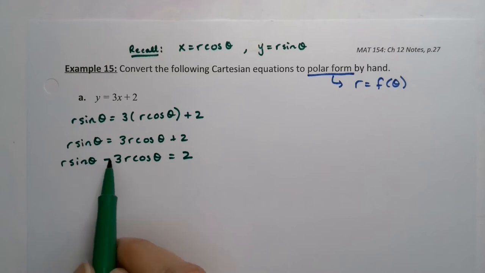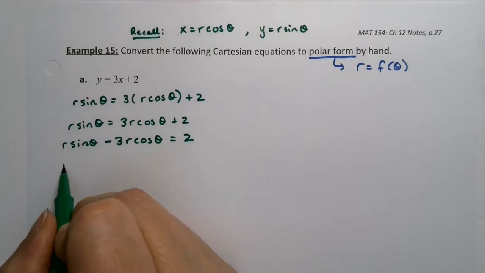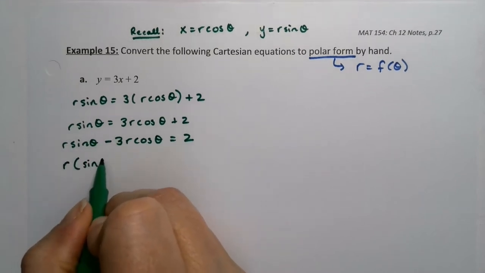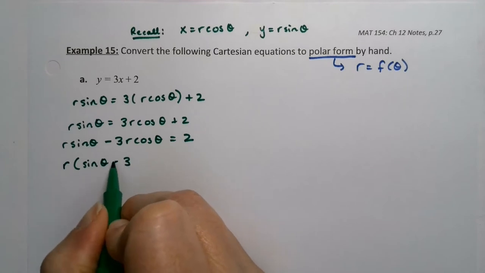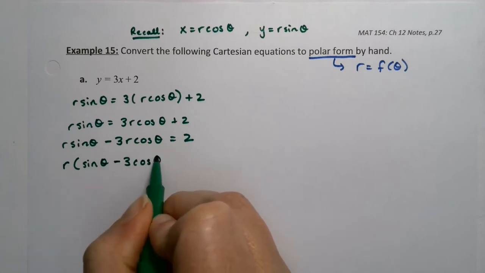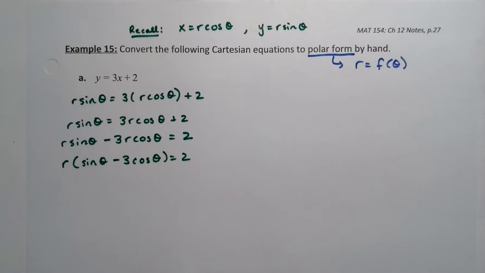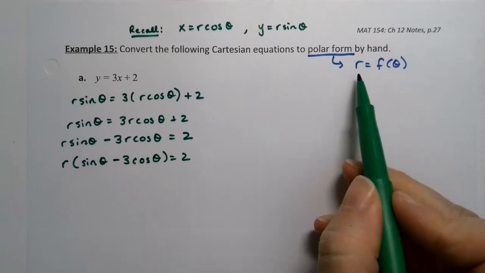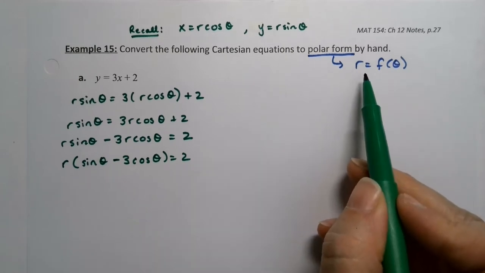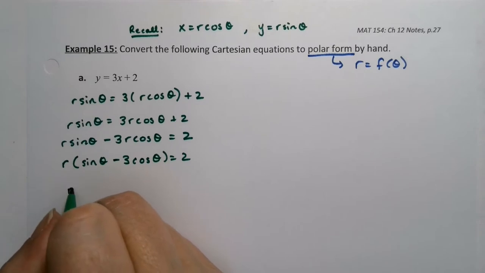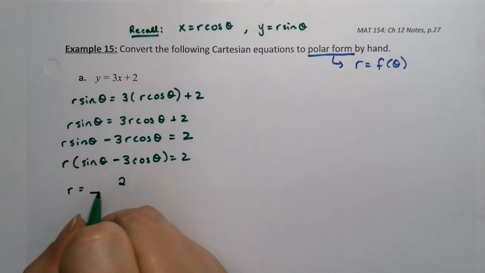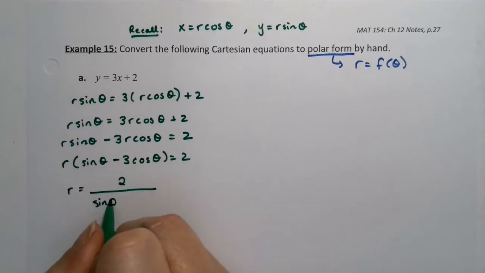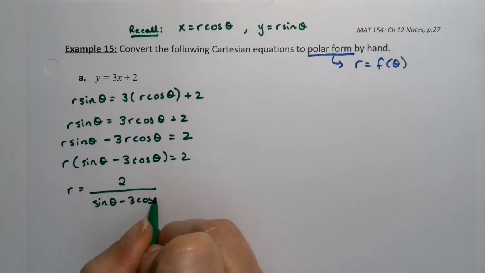Why did I put them together? Well, because then I can factor r out, like that. How does that help me? Well, remember, I'm trying to get r by itself here. So if I do that, I'll have r equals 2 divided by sine of theta minus 3 cosine of theta.